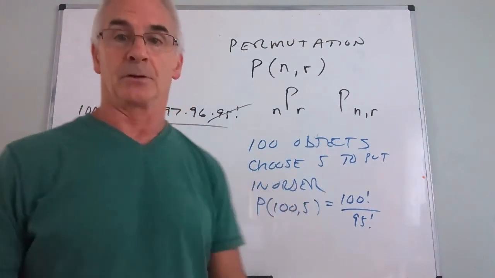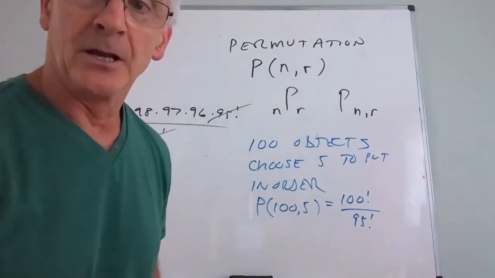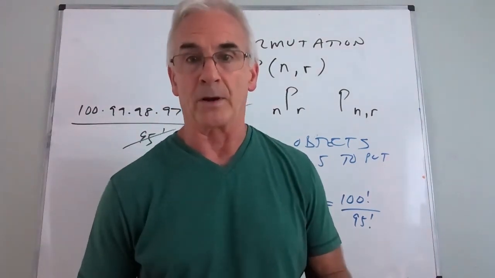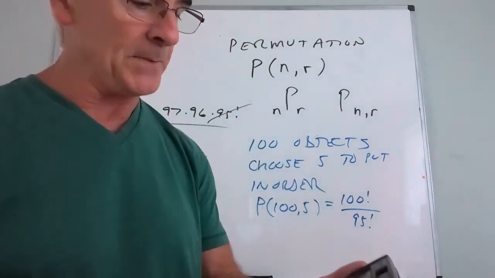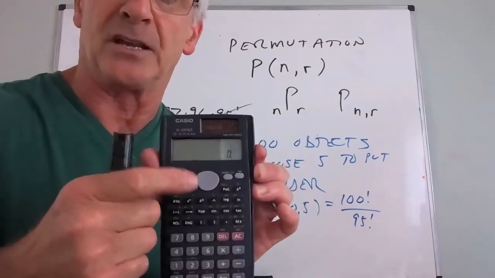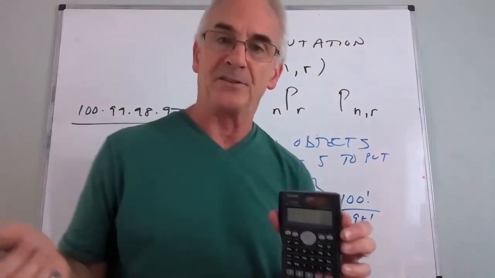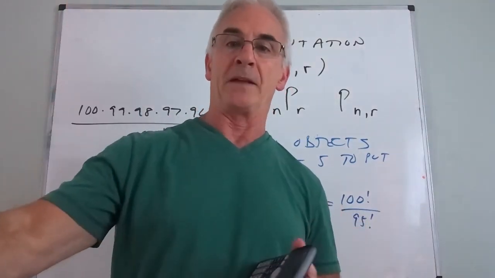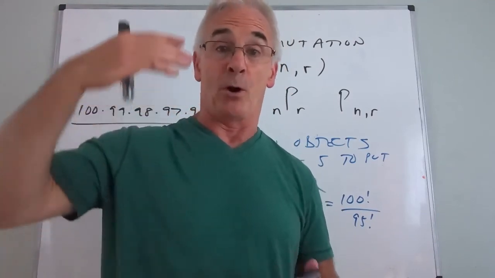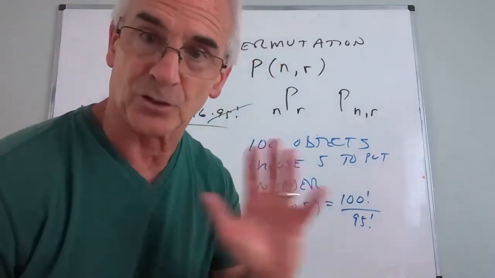You actually want to enter the permutation key. So you need to find that key on your individual calculator. On my cheap calculator, it's a second function key on here. If you have a fancier calculator, you're probably going to have to go to a menu. And your menu will usually be where you also find the factorials. And you look for the big P.